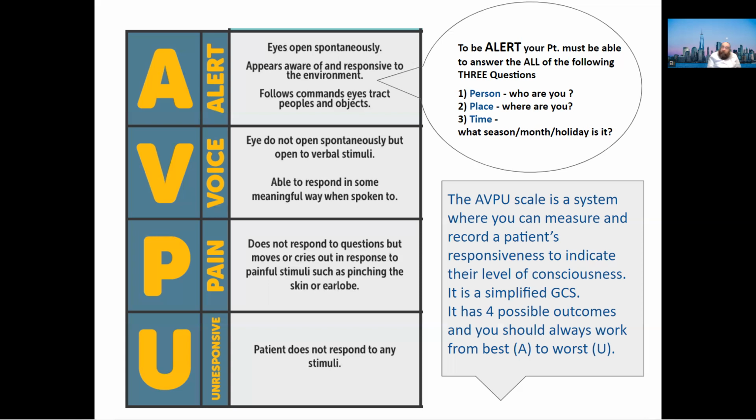U is anybody that does not respond in any way to AVPU. Okay, so if you haven't spoken to them and you haven't attempted to hurt them, they can't be unresponsive. No one's unresponsive until you check. So that is the AVPU scale, and that is how you do it.